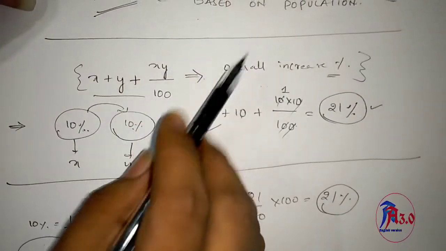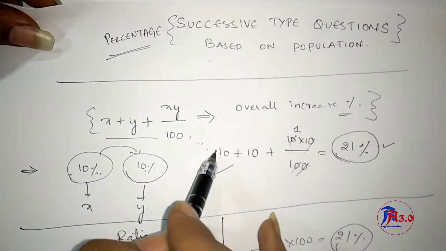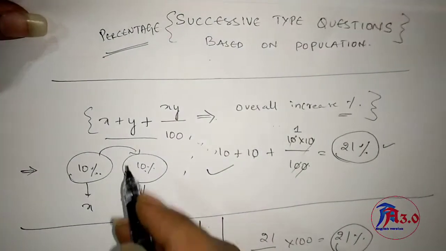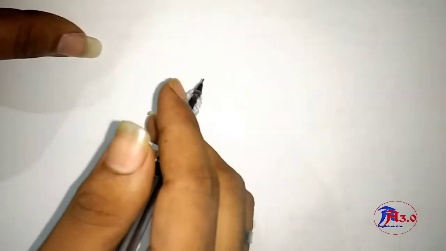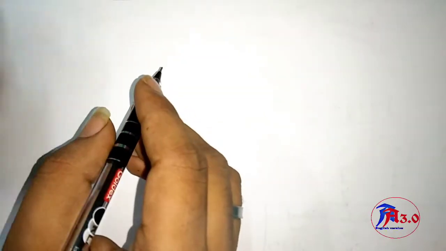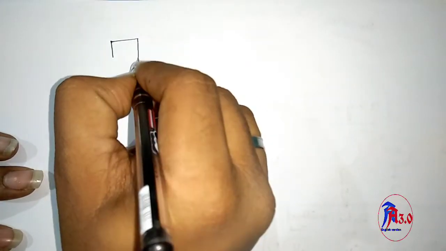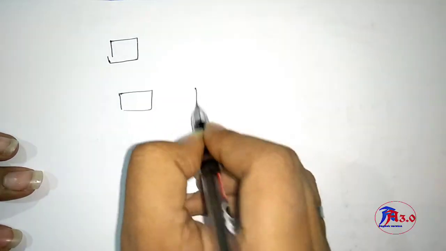And for these type of questions, overall percentage, overall loss, overall increase, overall decrease, if you have to tackle these types of questions, there is another method, which is taking boxes. Let me explain how. In the first year we will take one box, and in the second year we will take two boxes.